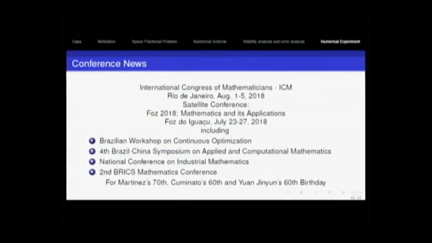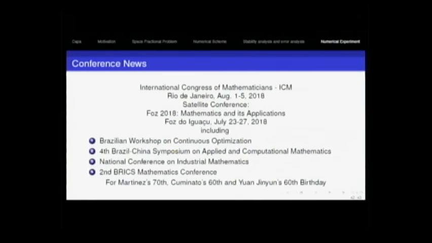Then the 4th Brazil-China Symposium on Applied and Computer Mathematics, and some national conference in industrial mathematics. And also the 2nd BRICS mathematics conference. So these are 4 conferences in the same period, and we chose a hotel called Golden Park International. It was a 5-star hotel. Today it is 4-star. Okay. But the price is very good.